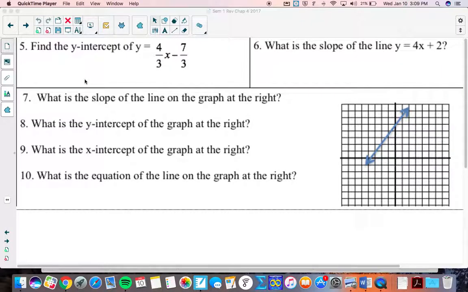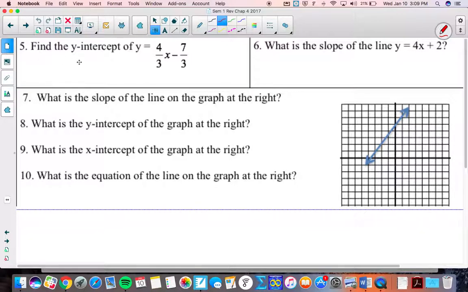Continuing with chapter 4 review, we'll start off with number 5 now. Find the y-intercept of the equation y equals 4/3 x minus 7/3. Recall that this equation is in slope-intercept form, because slope-intercept form looks like this. The number that's being multiplied with the x is the slope. The number that's being added to the x or being subtracted from x is the y-intercept.